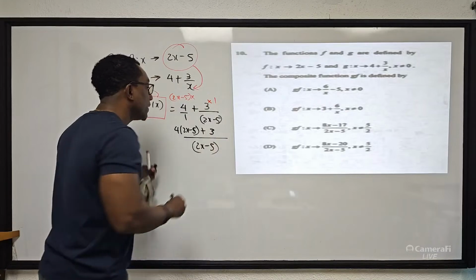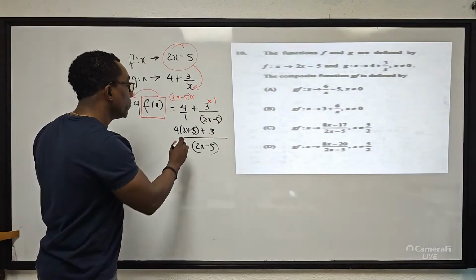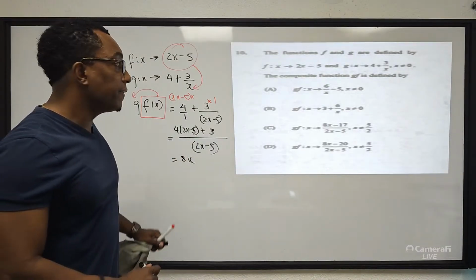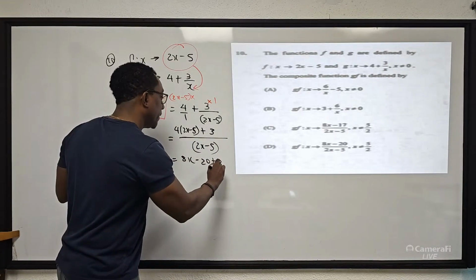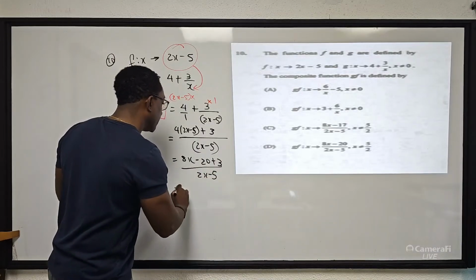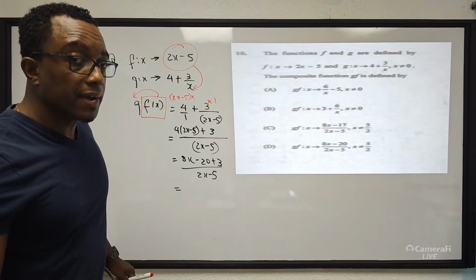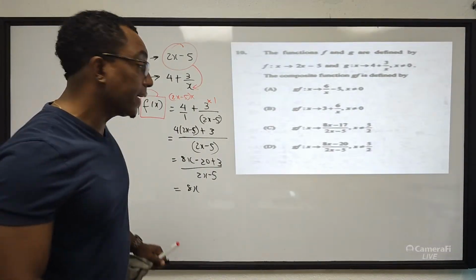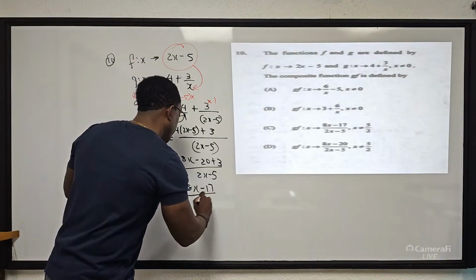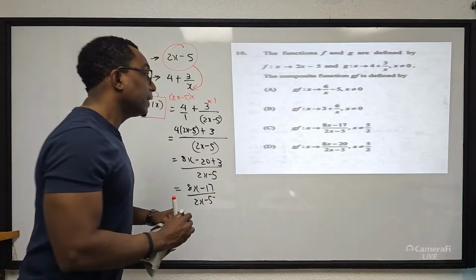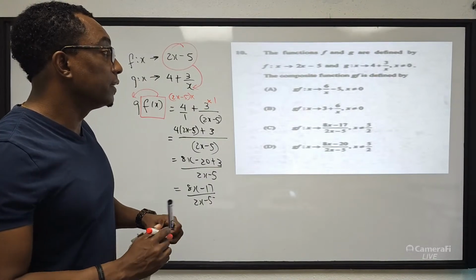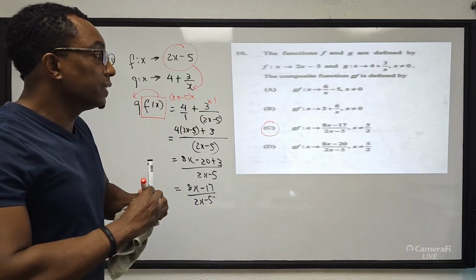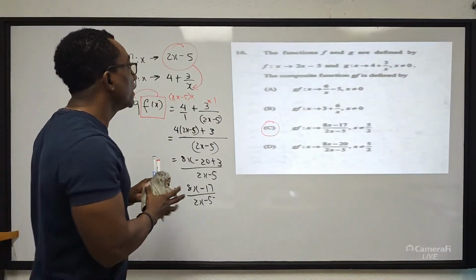Let me now simplify my numerator by removing brackets. 4 by 2x is 8x, 4 by negative 5 is negative 20, plus 3, all over 2x minus 5. In my numerator, I can simplify further: 8x, and negative 20 plus 3 gives me negative 17, all over 2x minus 5. Let's see if we have that as our option. Yes, the option is C. So the composite function is C. Let's move on to question 11.